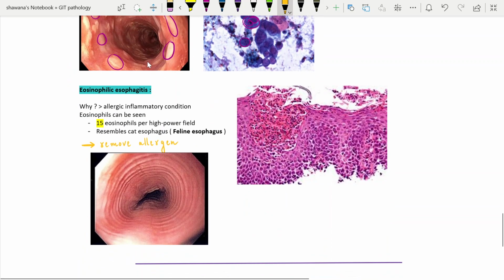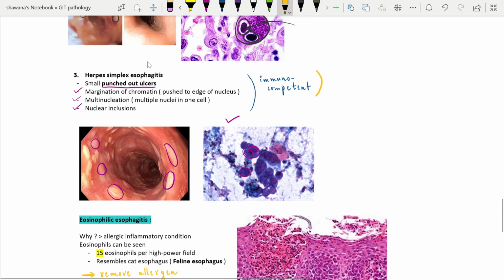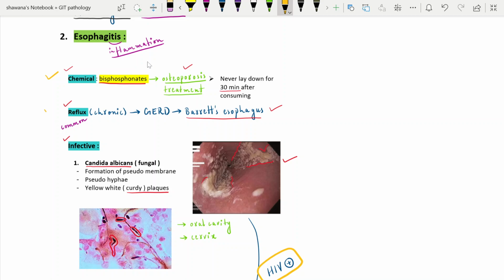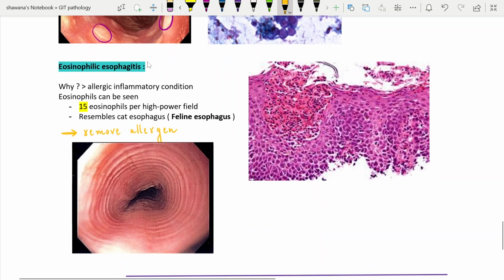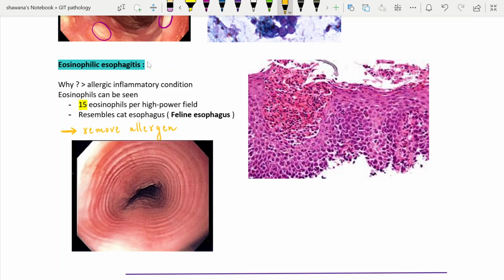Okay. The last type of esophagitis is eosinophilic. We have discussed chemical, reflux, and infective. Last is eosinophilic esophagitis. The name mentions why it occurs. Eosinophils are hallmark white blood cells for allergy and inflammatory conditions. It's due to allergy. There are many hypotheses for this kind of esophagitis, but the most common is allergy, for example to pollens or soya.